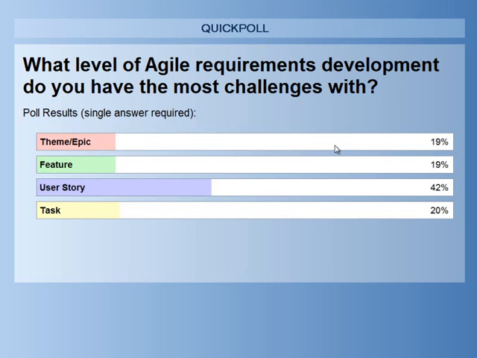Theme or epic, we have 19%, feature at 19%, user story at 42%, and task at 20%. Okay, so the user story is the one we could perhaps answer a couple of questions on. I'm just taking a look through my question list here.